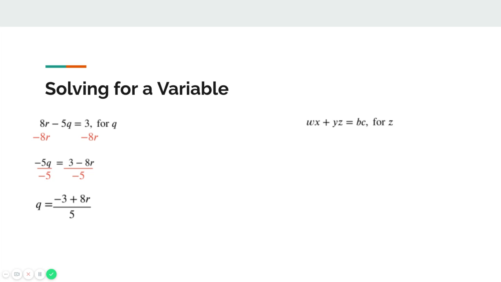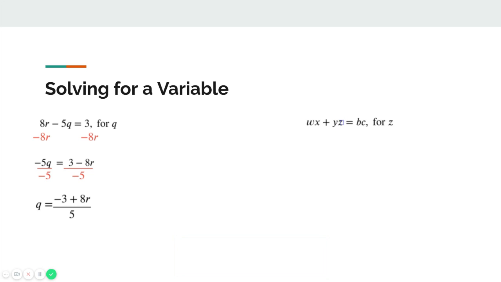Let's try another one. So again, pause your screen, see if you can solve for the variable z. All right, so did you identify where the variable is at? I put a box around the letter z, which means wx and the y need to go away from the left side.